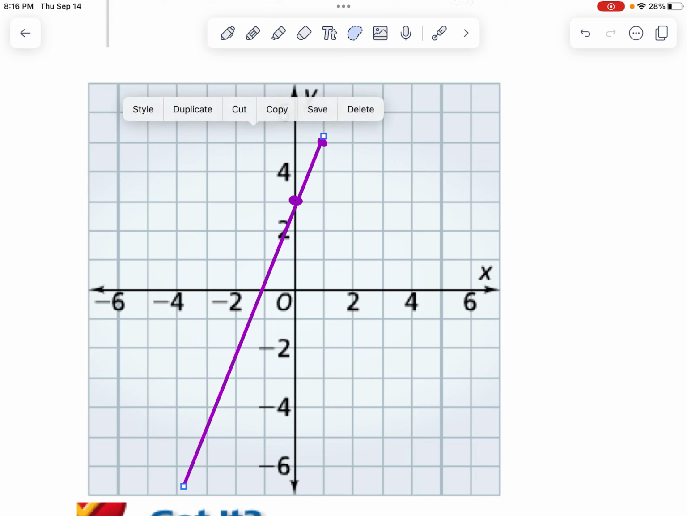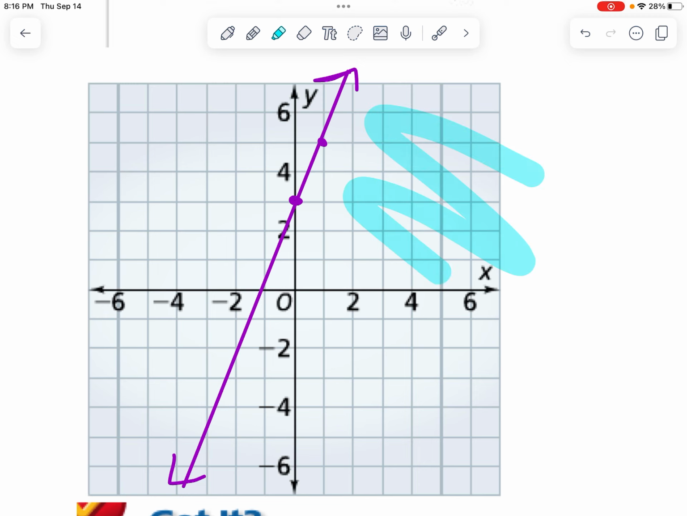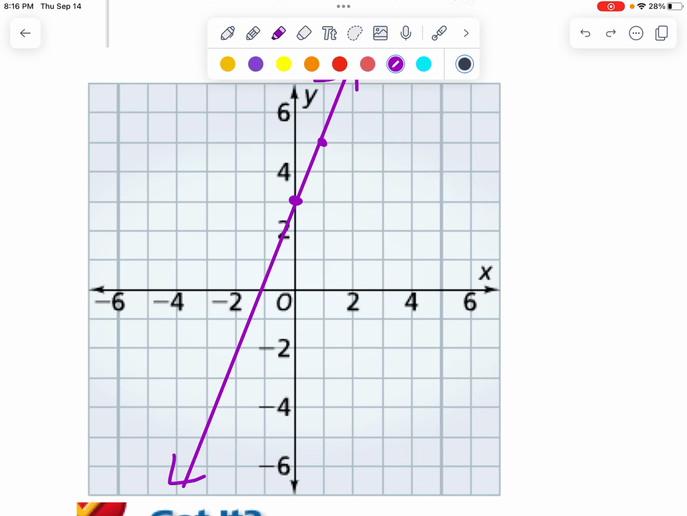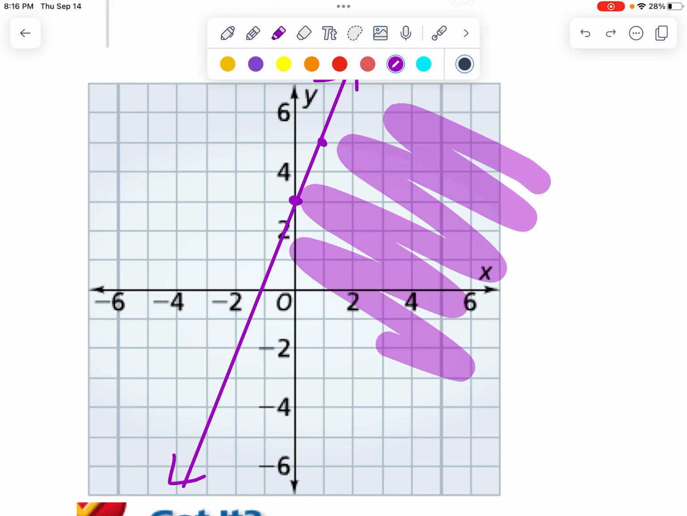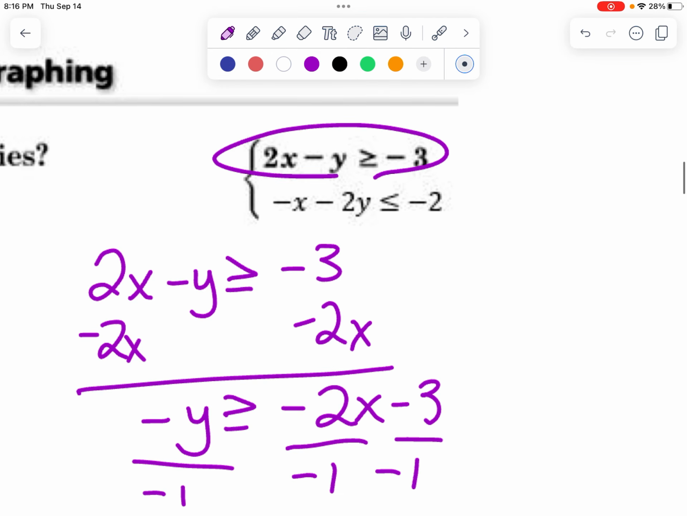There's that one. And shading below. So that's everything here. You know what? I should use one color. I'm going to use purple to make sure that you know purple goes with purple. All right, now everything in purple, all of those individual points inside of there, all of those points satisfy the purple equation. But now I'm going to do this green equation too.